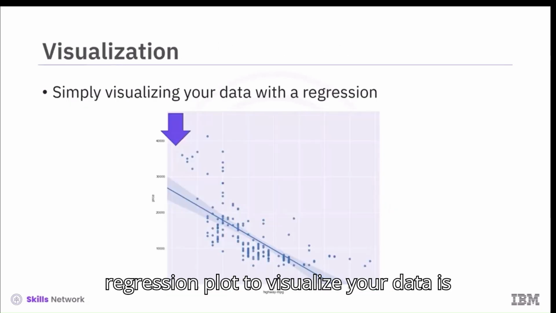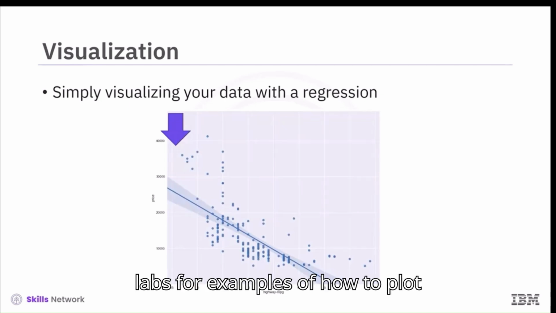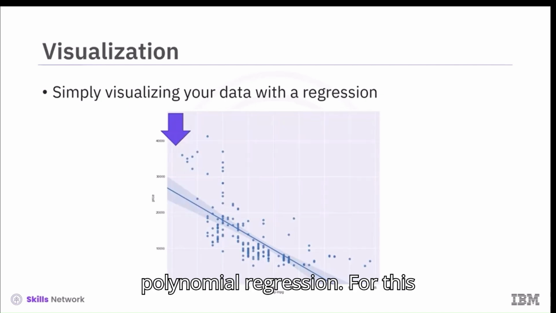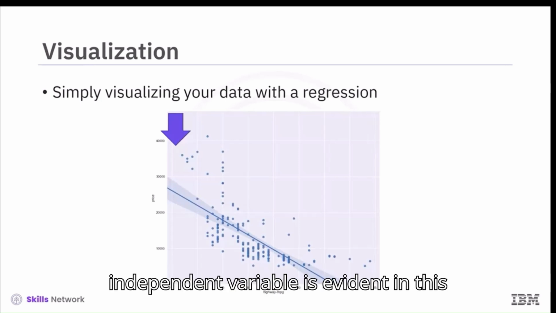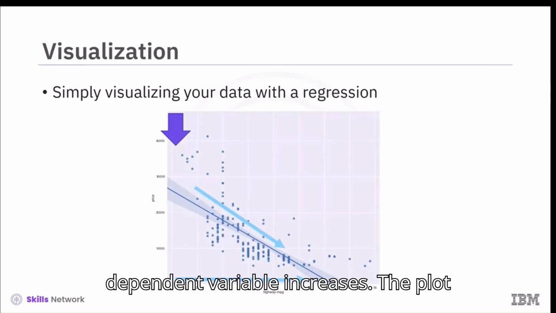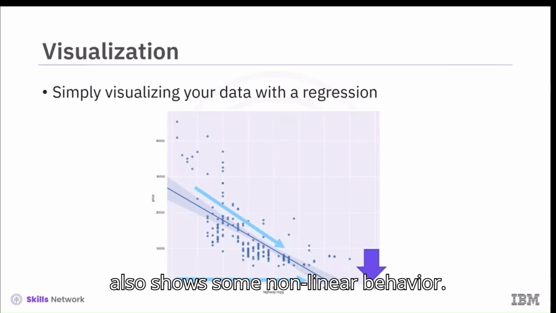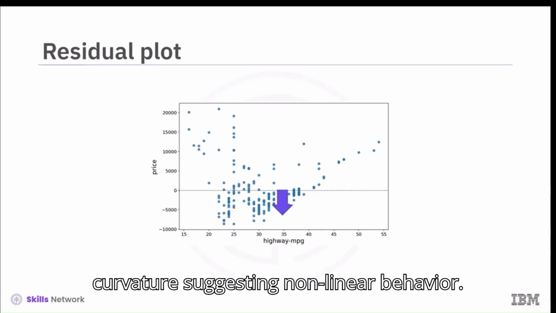Using a regression plot to visualize your data is the first method you should try. See the labs for examples of how to plot polynomial regression. For this example, the effect of the independent variable is evident. The data trends down as the independent variable increases. The plot also shows some nonlinear behavior. Examining the residual plot, we see in this case the residuals have a curvature, suggesting nonlinear behavior.